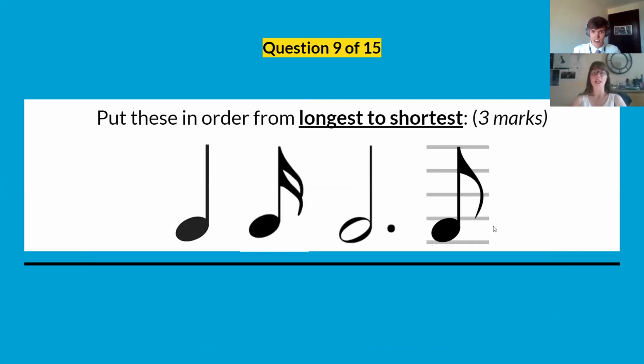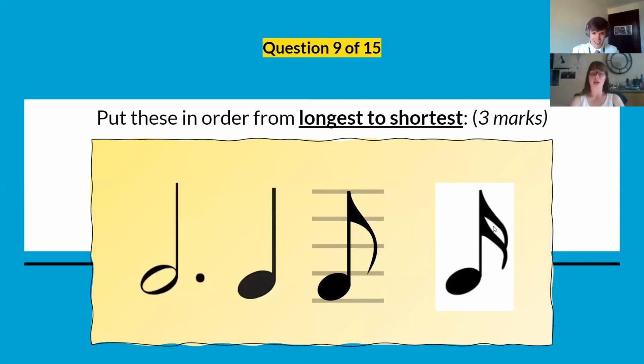Question number 9, put these in order from longest to shortest. So the answer will come up on screen. We have a dotted minim, which is worth 3 crotchet beats, a crotchet, a quaver, which is half a crotchet, and a semi-quaver, which is half of a quaver. So if you got one of those correct, give yourself 1 mark. If you got 2 correct, give yourself 2 marks. If you got all of them correct, give yourself 3.